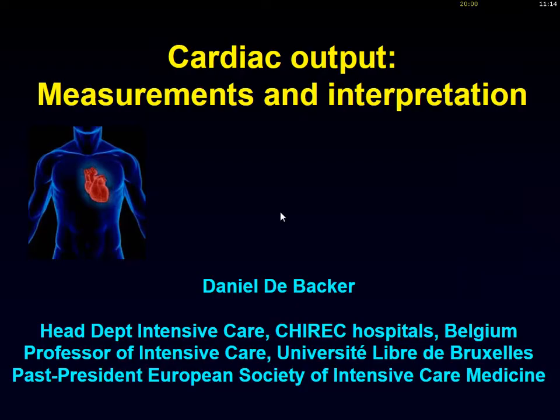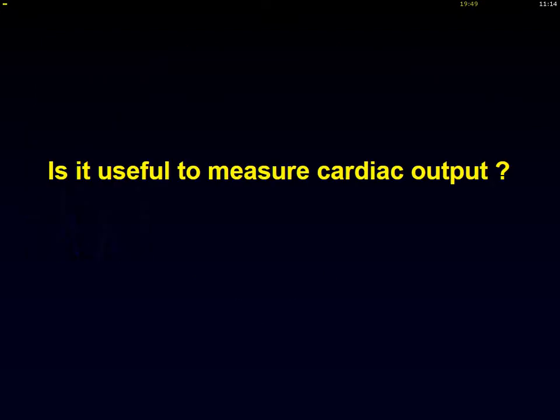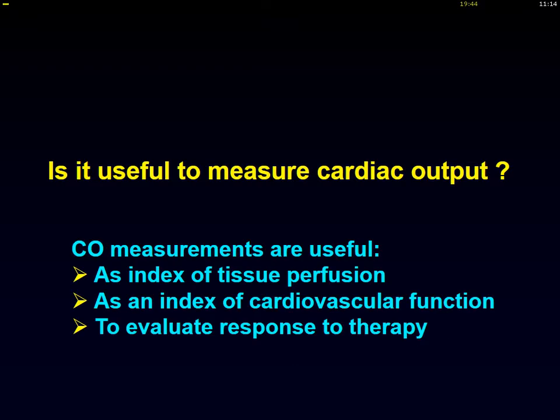So looking at cardiac output is something interesting and perhaps, in the end, not done as frequently as we should. The first question: is it useful to measure cardiac output? Well, it can be useful because cardiac output is an index of tissue perfusion. We need some cardiac output to have tissue perfusion. We may have some dissociation when cardiac output is already within normal values, but when cardiac output is very low, it is unlikely that the perfusion of tissues will be adequate.